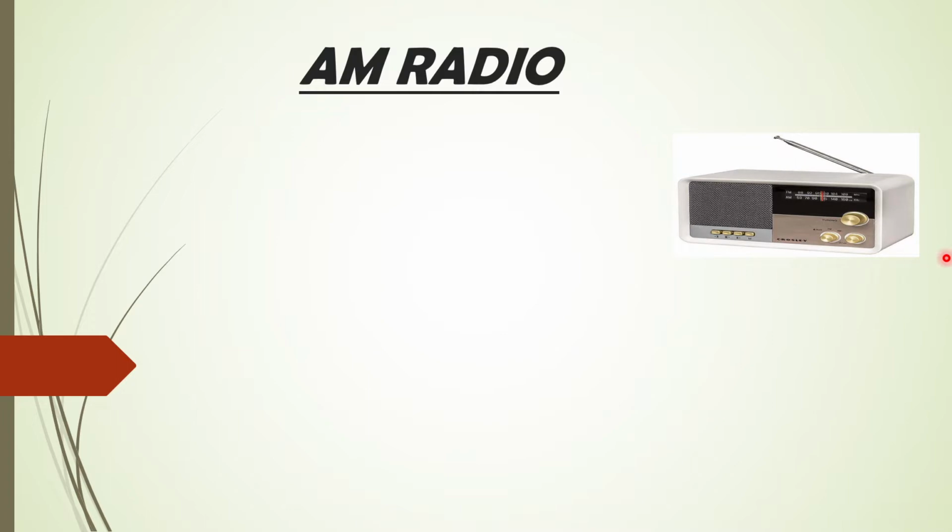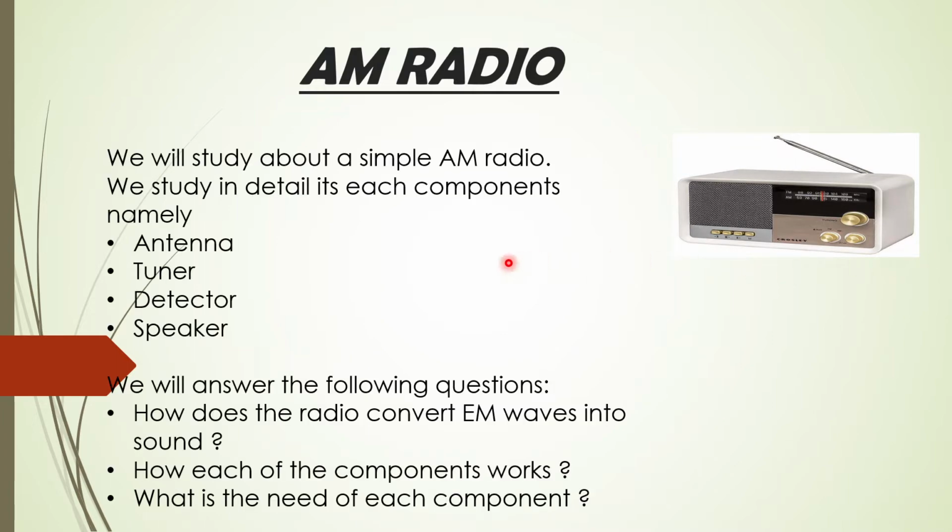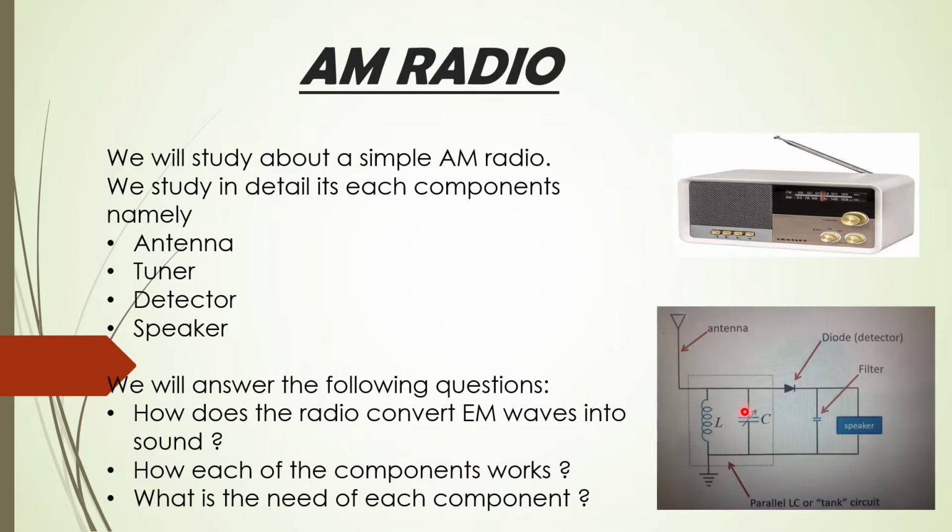So this is an AM radio. We will study basically each component of the AM radio in detail: the antenna, tuner, detector, and speaker. We will try to answer the following question: how does the radio convert AM waves into sound? How does each of the components work, and what is the need of each component?